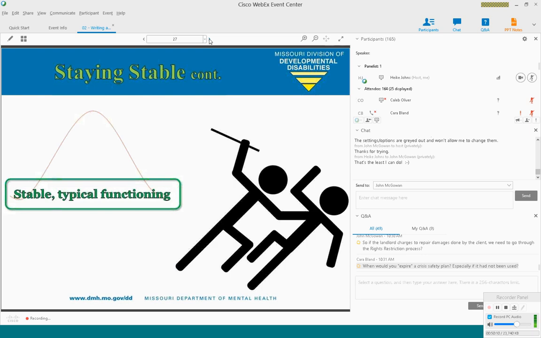Now, I know this doesn't look like it goes together because you have a stick figure beating another stick figure next to the word stable, typical functioning, but bear with me. Another frequently overlooked thing about individuals that we support is past trauma or abuse. So in general, people with IDD are at a higher risk to be victims of some sort of abuse. It could be physical abuse, it could be emotional abuse, it could be sexual abuse, it could be all of it. And it's probably safe to assume that everybody that we support has experienced trauma.